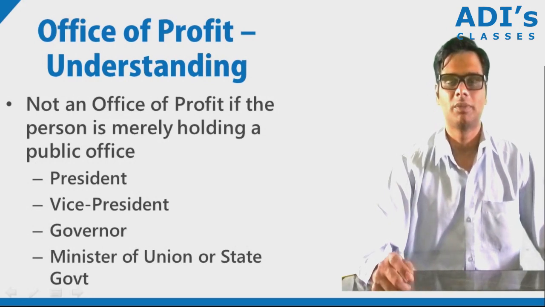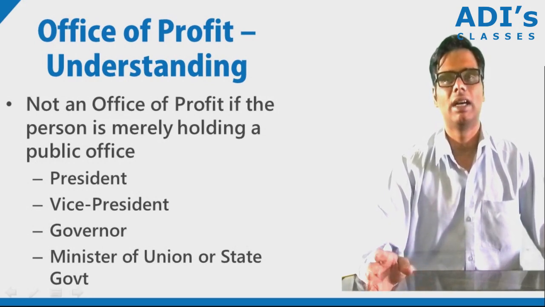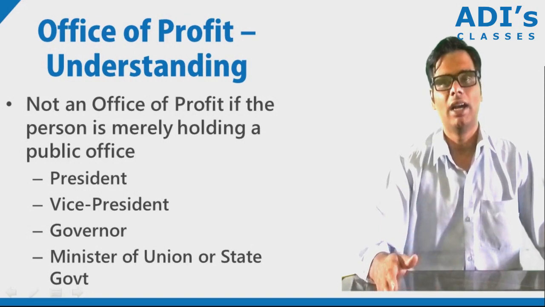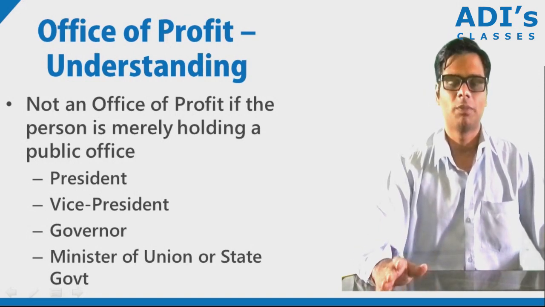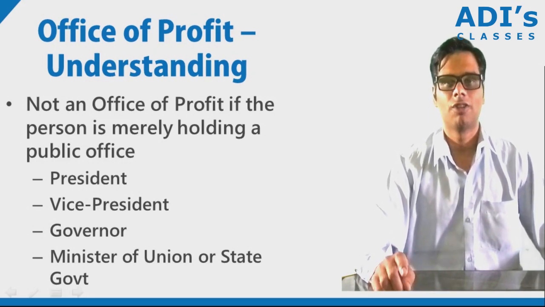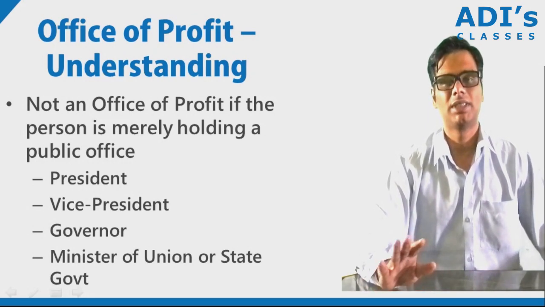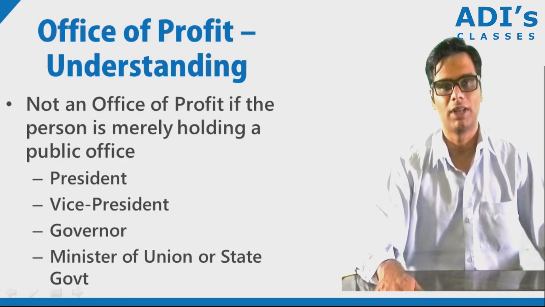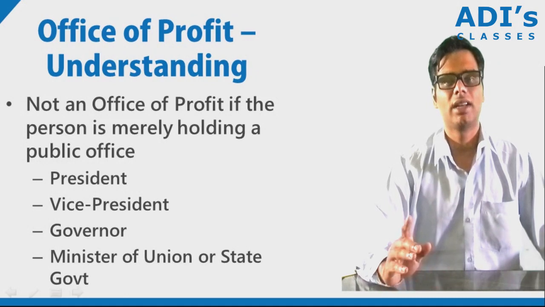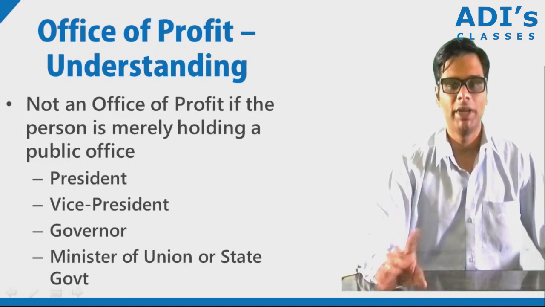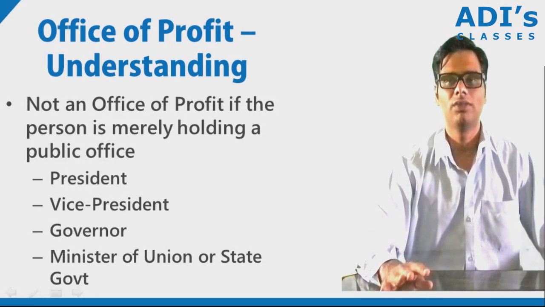What does this mean? This means that, let's say there is an incumbent president, you have been a president for 5 years and you are up for re-election. That is possible. If you are already a president, it is not deemed to be an office of profit. If you are already a vice president, it is not an office of profit. If you are a governor, that is not an office of profit. If you are already a minister either in the union or state governments, it does not mean it is an office of profit. All of these are not office of profits.